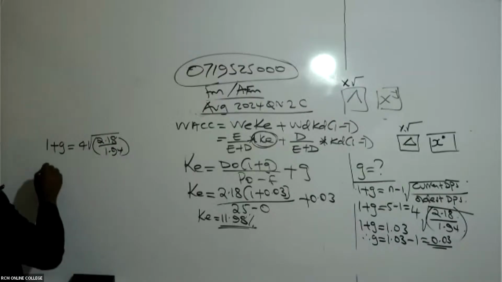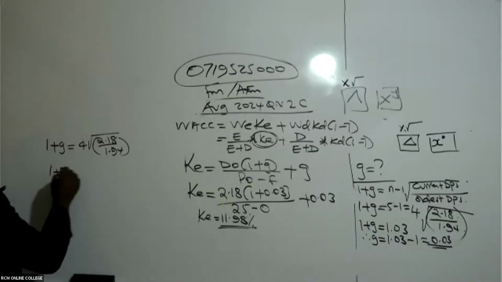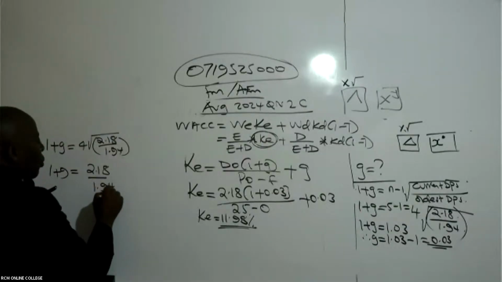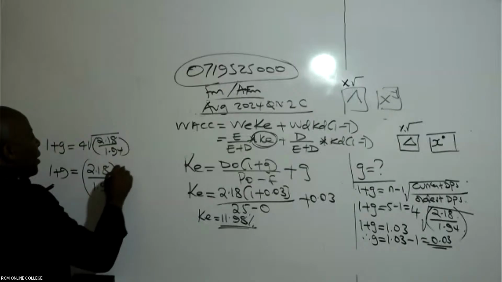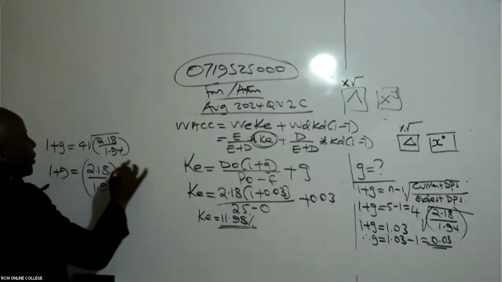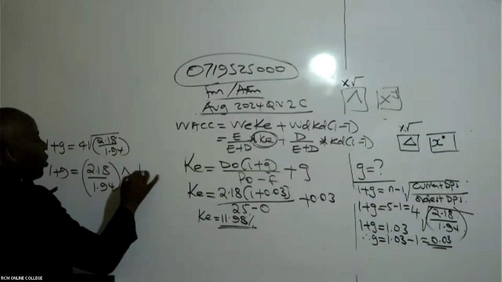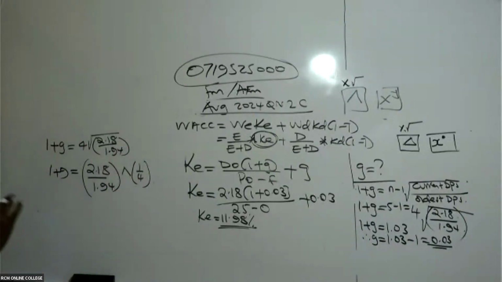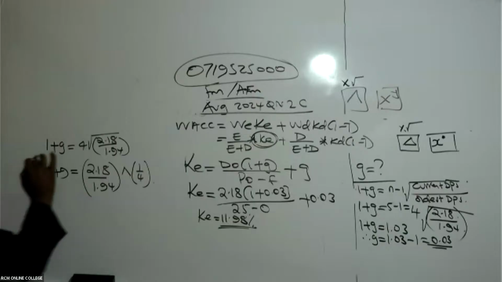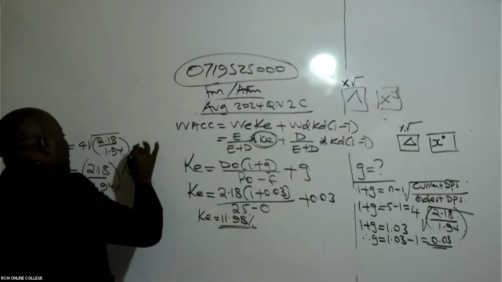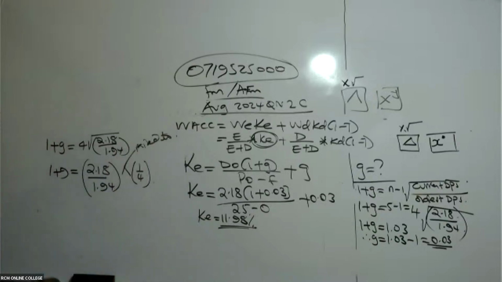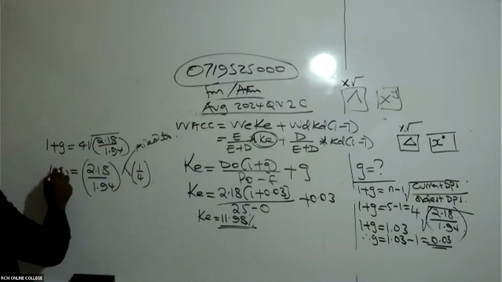Then I'll write that this 1 plus g will as well be obtained by taking 2.18 over 1.94, and then I say raised to. You see, the 4th root is the same as raising this to a quarter. Raised to a quarter, so long as you put the quarter in brackets.